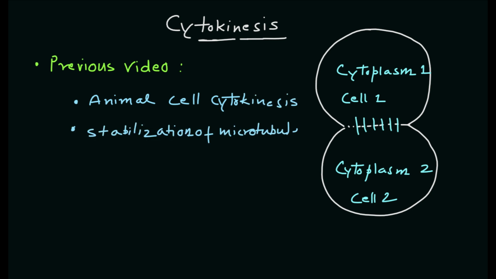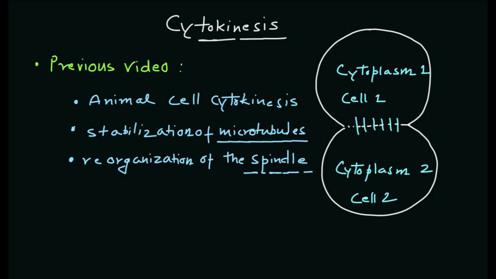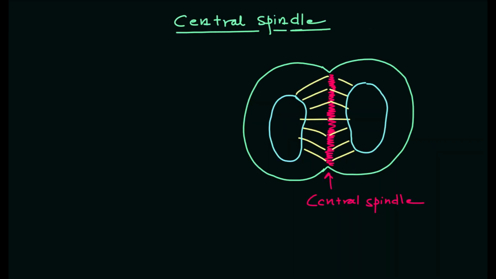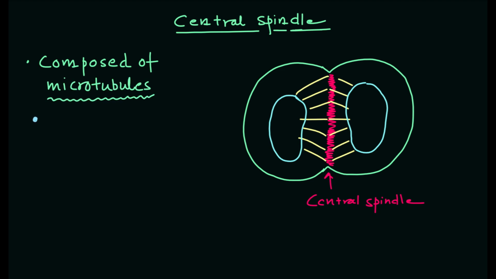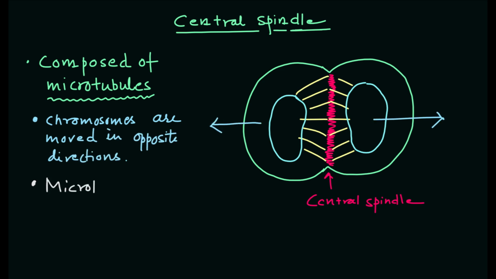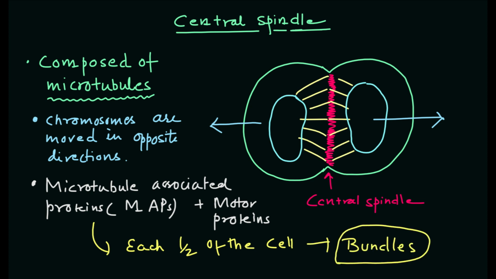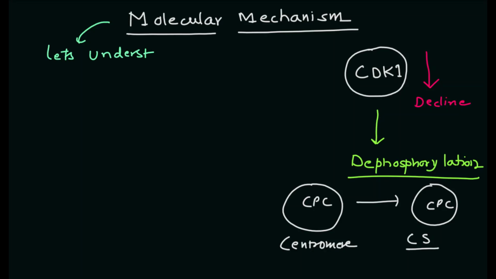completed. Important points to remember involve the stabilization of microtubules and reorganization of the mitotic spindle to form the central spindle. Now the question is, what exactly is the central spindle? The central spindle is composed of microtubules that are formed as the chromosomes are separated in opposite directions. Microtubule associated proteins, MAPs, and motor proteins organize the microtubules from each half of the cell, causing them to overlap and form bundles. Now let's move to the molecular mechanism of this particular process.